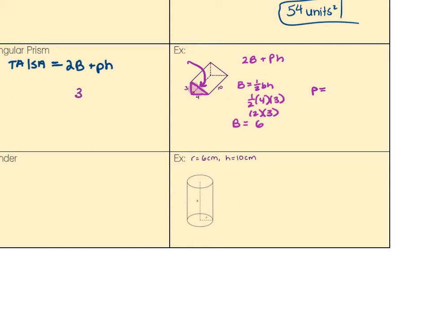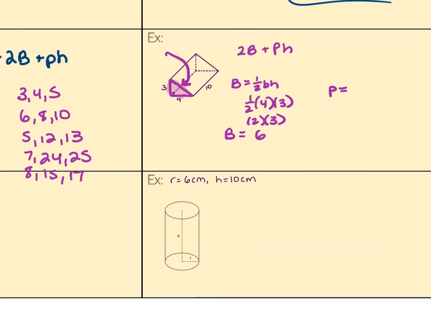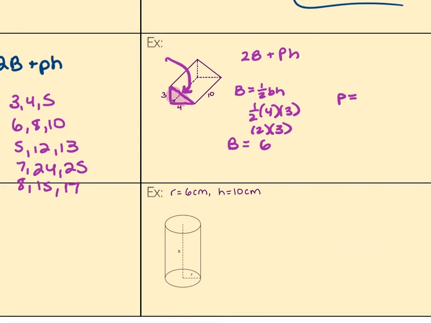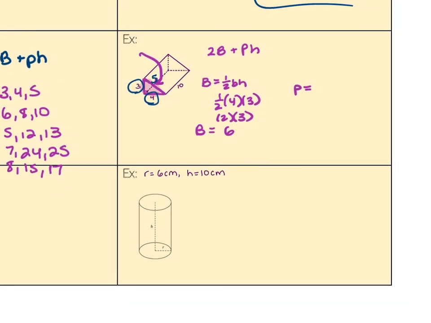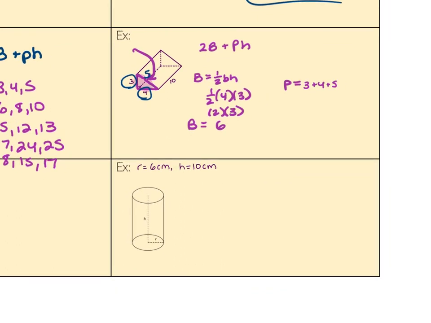Your triples are 3, 4, 5, 6, 8, 10, 5, 12, 13, 7, 24, 25. Those are probably the most common ones. 8, 15, 17 is there too, but not as common. Which means if you look at just this shape here, this side is 3, this side is 4. If those are the legs, then I know the hypotenuse has to be 5. So I know the perimeter is 3 plus 4 plus 5, or 7 plus 5, which is 12.